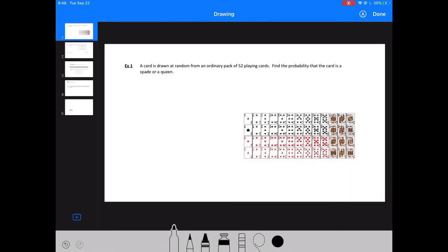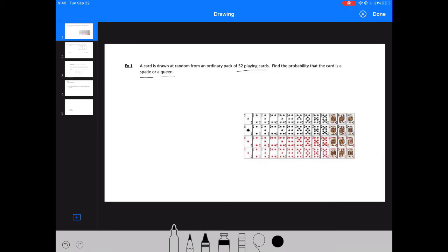This video covers the addition rule, which builds on our ideas from the Venn diagrams in the previous videos. If you have a card that's drawn at random from an ordinary pack of 52 playing cards, find the probability that the card is a spade or a queen. I've got the cards down below here. You should be familiar with what's in a common deck of cards.